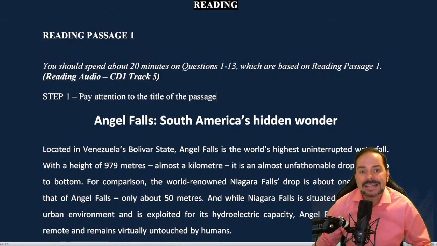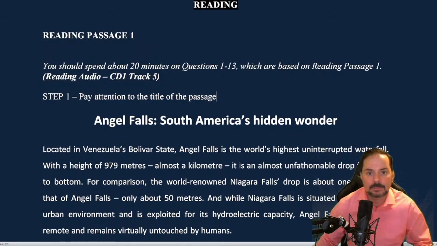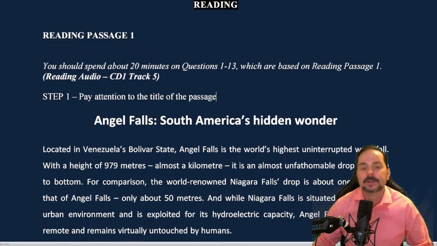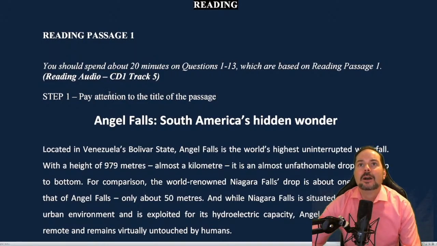Same thing with the passage. Read the title before you read the passage, okay? That's why the IELTS people put it there. If it's not important, they wouldn't put a title for the passage, okay? All right, so read the title, okay?